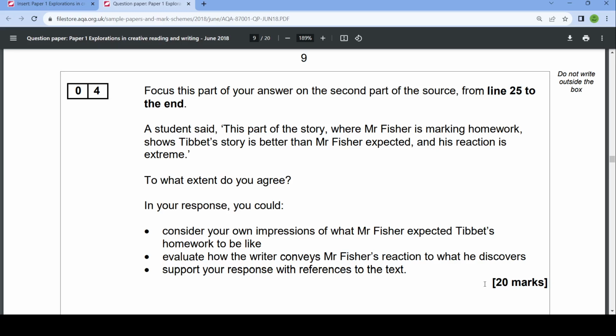Now it's 20 marks, so you need about 3 or 4 points, all right? Maybe five, but five is a bit much, really. 3 or 4 good, solid paragraphs would be more than enough to answer this question. And of course, when it says you could support your response with references to the text, well, you should. So you definitely have to give evidence from the text, okay, in speech marks.